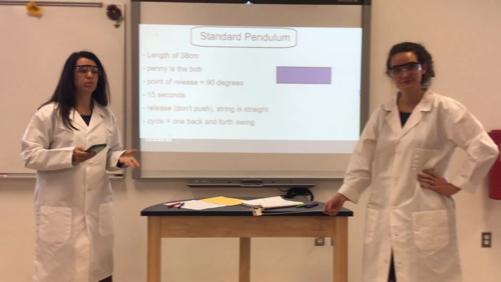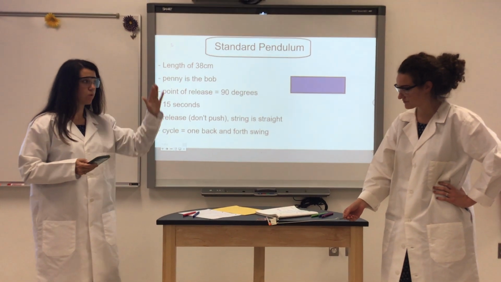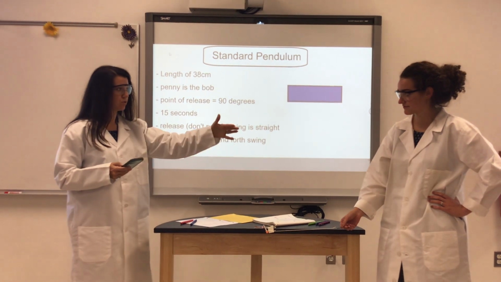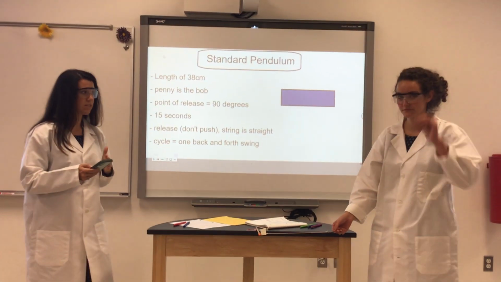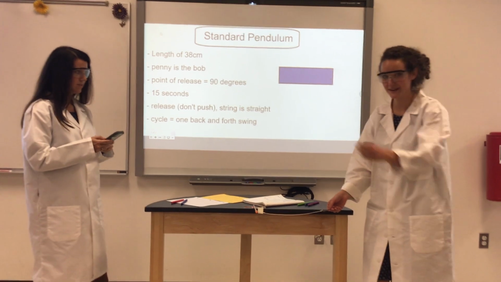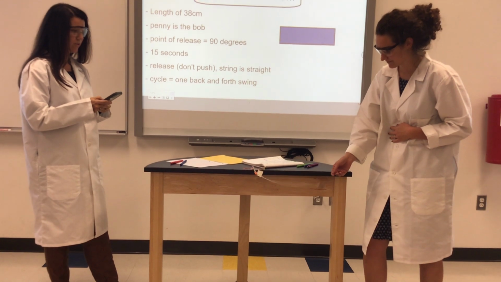All right, now that we've made a prediction, let's test to see if we're correct. So a reminder, a cycle is one complete back and forth swing. So it's going to come out and go back to you. I'm going to set the timer for 15 seconds, and you folks at home are going to count along with us. We're going to count every time it comes back to me. Ready, set, go.